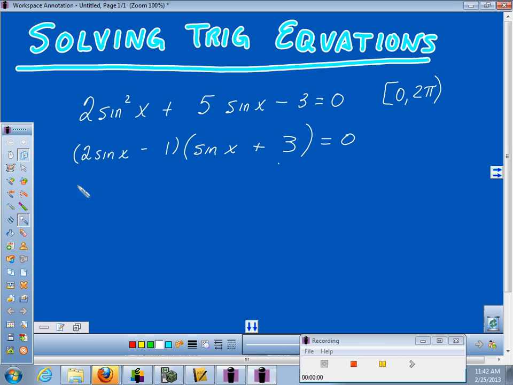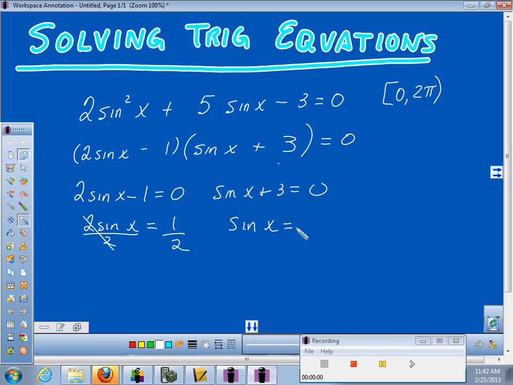And so therefore, what do you normally do after you get factors? You set them equal to 0. So we have factors, so we set them equal to 0. It's not like this is something unknown. It's just got a trig function in it. And then when you solve each one, you're going to solve for sine here. So I'm going to end up doing what? I'm going to add 1 over, divide by 2. I'm going to end up with sine equals a half. That's nice. And over here, I'm going to end up with sine equals negative 3.